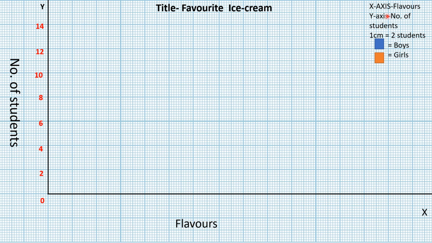And our scale: x-axis flavors, y-axis number of students, and this y-axis contains numerical data. That's why here the scale will be 1 centimeter equal to 2 students. It means at first we will write 0, then 2, then 4, then 6, then 8, then 10, then 12, then 14. Right, everyone? So now we can start the double bar graph, but before it, let us decide the color code for boys, which is blue, and the color code for girls is orange.